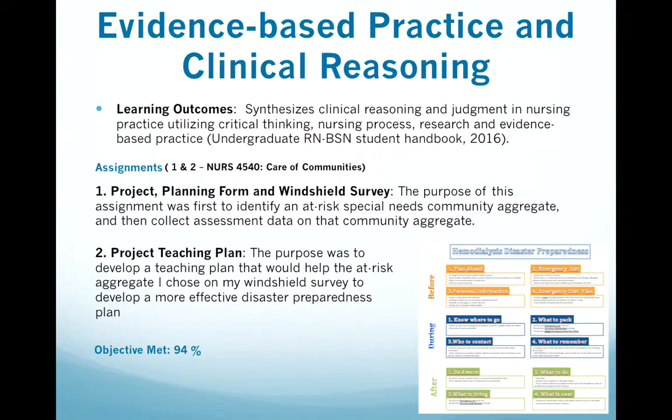The first assignment was a project planning form and windshield survey. The purpose of this assignment was first to identify an at-risk special needs community aggregate and then collect assessment data on that community aggregate. The second assignment was the project teaching plan. The purpose was to develop a teaching plan that would help the at-risk aggregate I chose on my windshield survey to develop a more effective disaster preparedness plan.